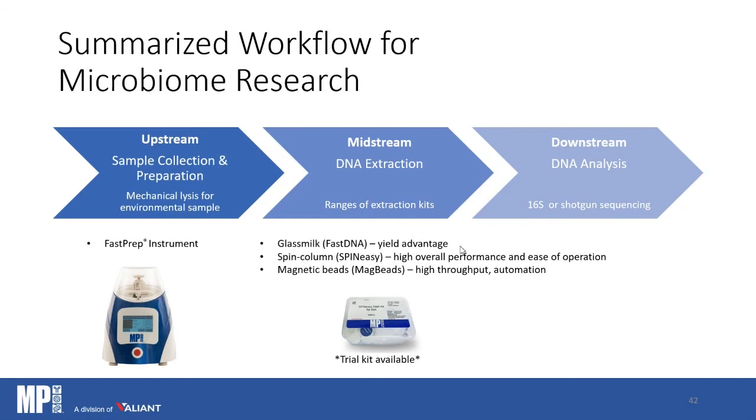Once the sample is lysed, DNA extraction can be done using different kinds of extraction kits. And we offer different extraction kits based on glass milk, spin column, and magnetic beads technology. The glass milk kit has a yield advantage and is suitable for samples with low biomass. Spin column kit is easy to operate and has overall good performance, able to extract DNA of high yield and quality. And lastly, magnetic beads is automation possible and suitable for anyone looking for high throughput.